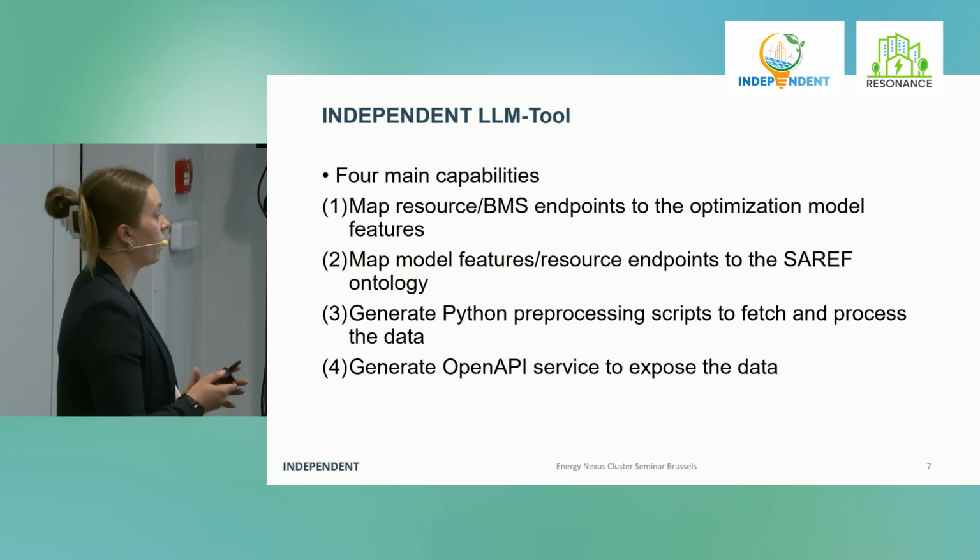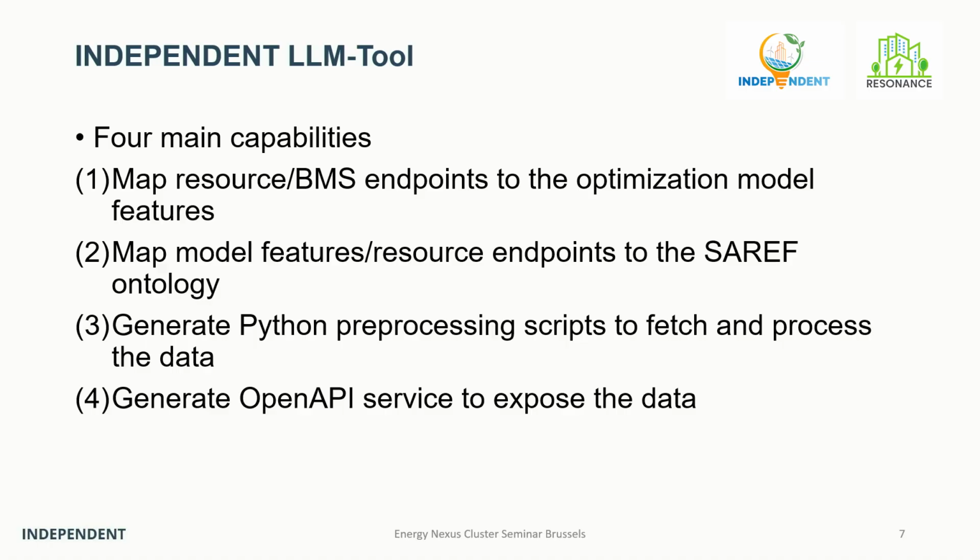In our LLM tool, we have 4 main capabilities that we want our tool to be able to perform. First of all, we need a way to map what the resource endpoints are into our optimization model features. From the building management system, we need to know which specific data point or which specific sensor is, for example, measuring the indoor temperature in a specific room. That needs to be able to map into the actual optimization model.